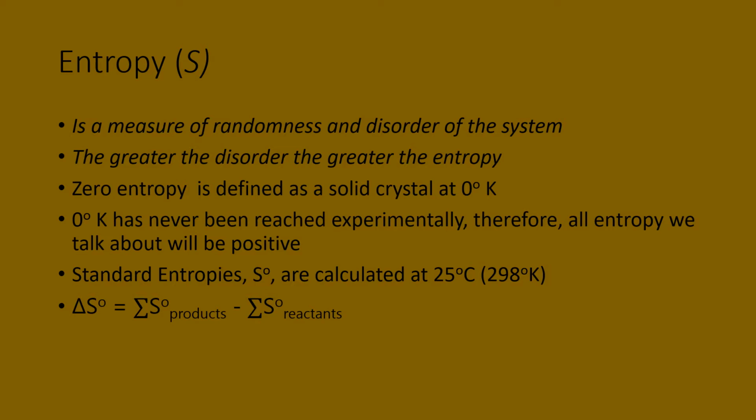Standard entropies are calculated at 25 degrees Celsius. However, we will always use Kelvin for these calculations. So delta S, the change in randomness, is equal to the entropy of the products minus the entropy of the reactants.